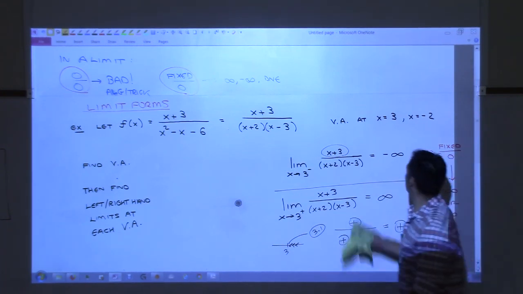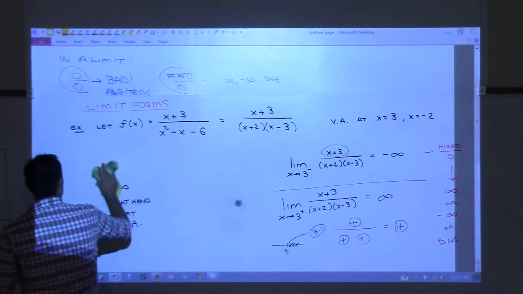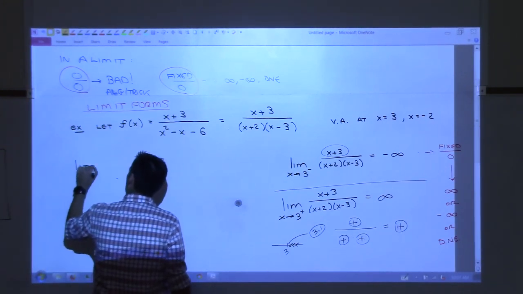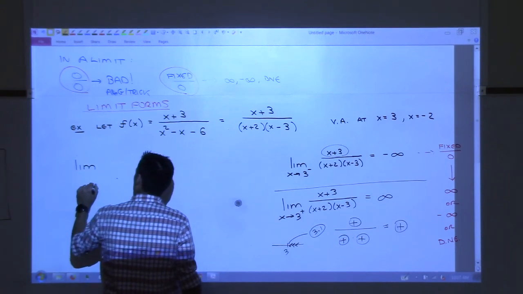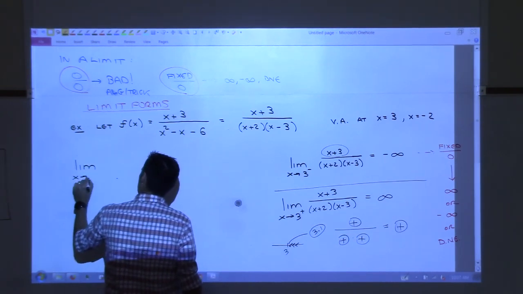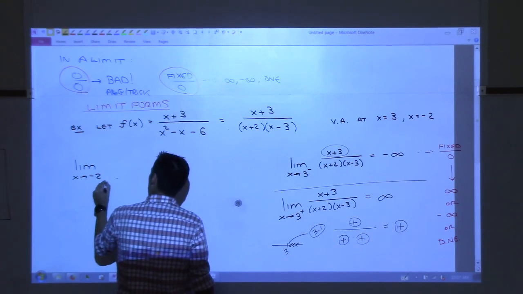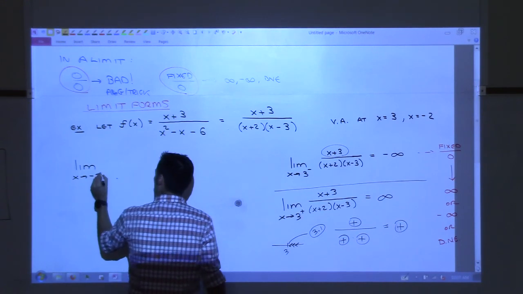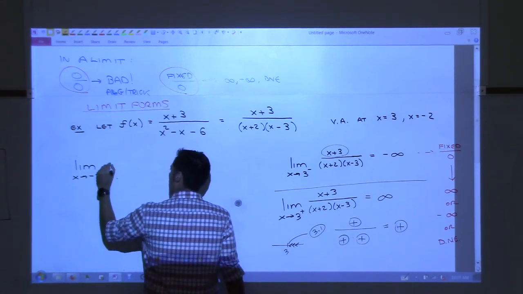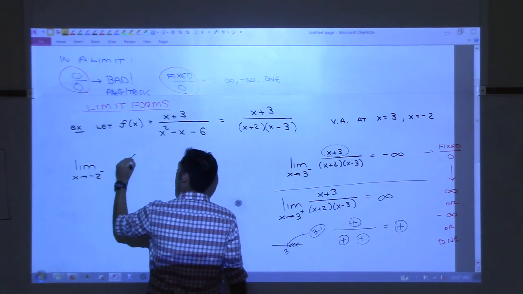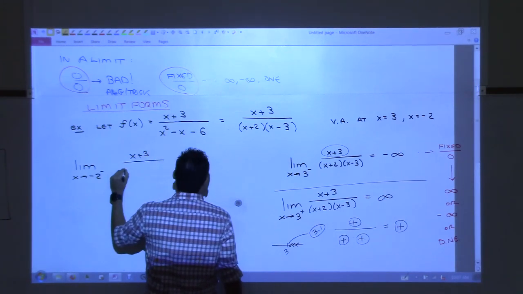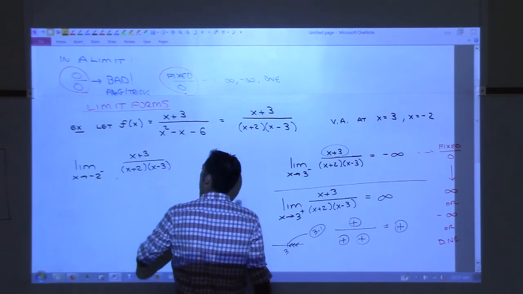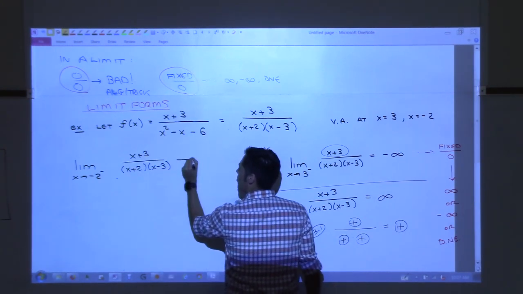All right, let's do the next vertical asymptote. There's a little tricky part to this one. Let's see how y'all do with it. I want to do the limit. You tell me. X approaches -2 from which side? I don't care which one we do first. Left? So I put a little minus sign. And then I'm going to write the function, x plus 3 over x plus 2 times x minus 3. And then let's go ahead and plug in and see what happens.